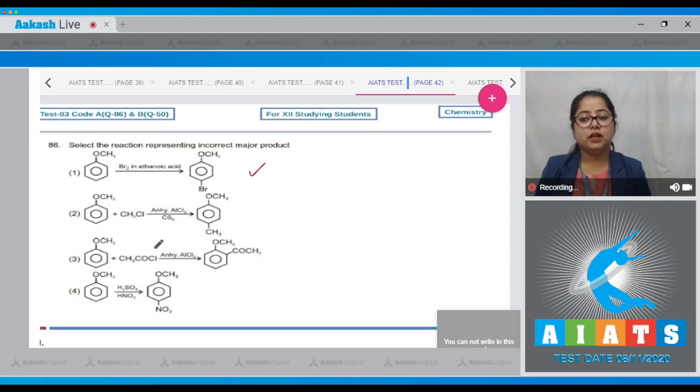Student, this is Friedel-Crafts alkylation. In this case, para-methyl anisole is a major product formed and it is already given here, that means this is a correct reaction. Moving to next, anisole when reacts with CH3COCl in the presence of anhydrous AlCl3. Student, this is Friedel-Crafts acylation.